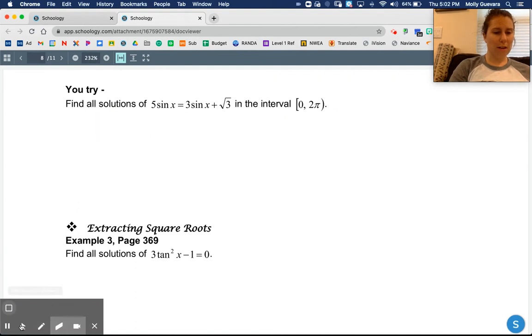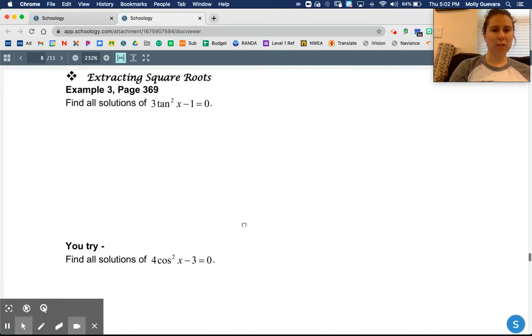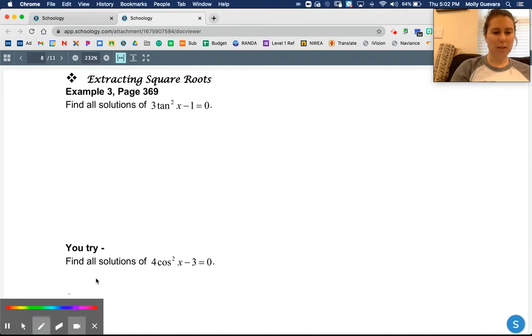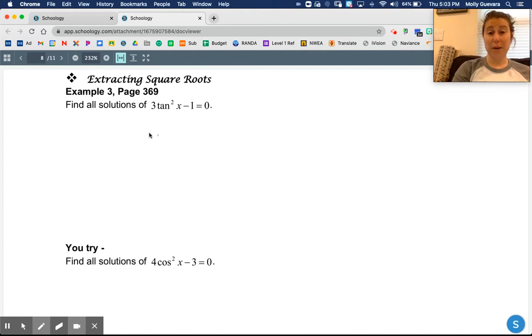Okay, let's look at another example. What happens if you have squares, right? How do you take the square root of that? So let's go ahead and solve this one. I want to get that tangent squared by itself. So I'm going to add 1. So I get 3 tangent squared equals 1. Divide by 3. So tangent squared x equals 1/3.